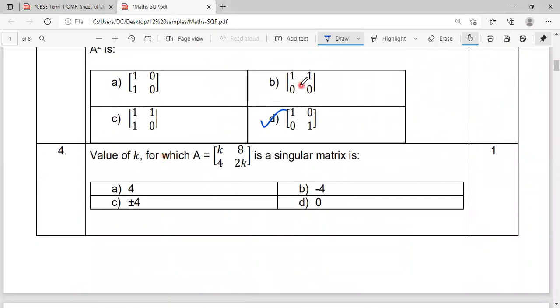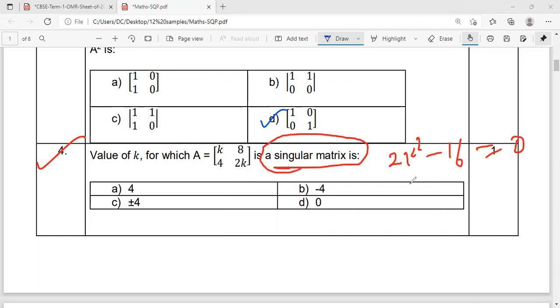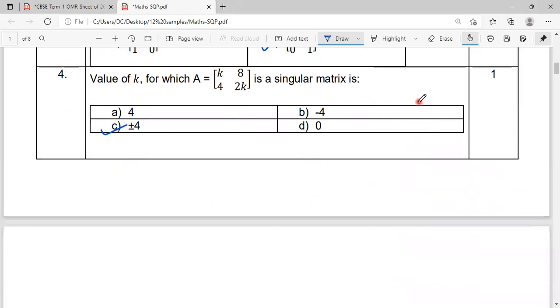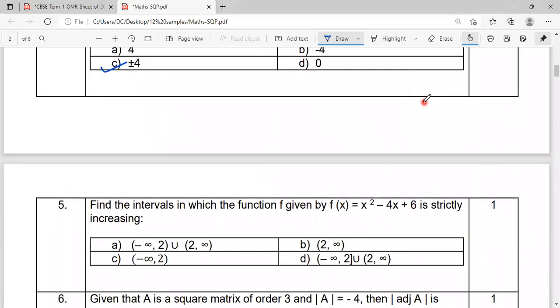If A is a singular matrix. See how simple this is. I think you can directly answer. The determinant of this would be 2k square minus 16, and this should be 0. Singular means, if you know the definition, the determinant of the matrix is 0. So that will give you k square is equal to, no, it's not 16. 8 4 is 32. So this number is 32. That means 2k square equals 32, k square is 16. So k should be equal to plus minus 4. See, we have easily answered this question. I mean, you can save time from this question for any other question if needed.